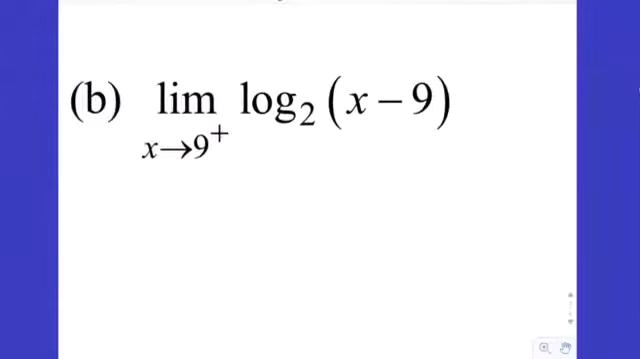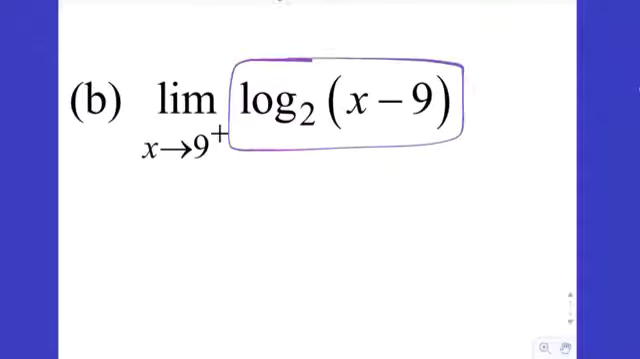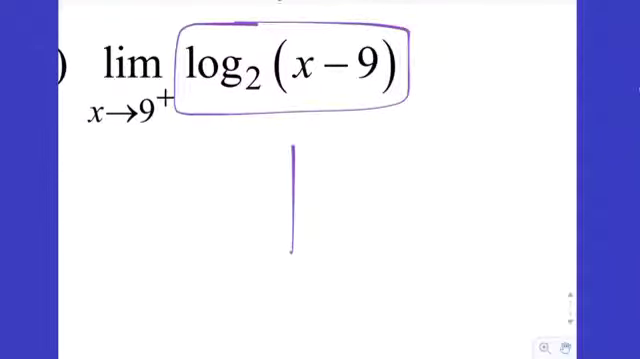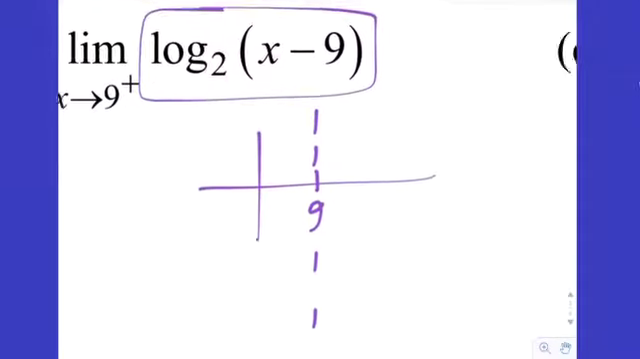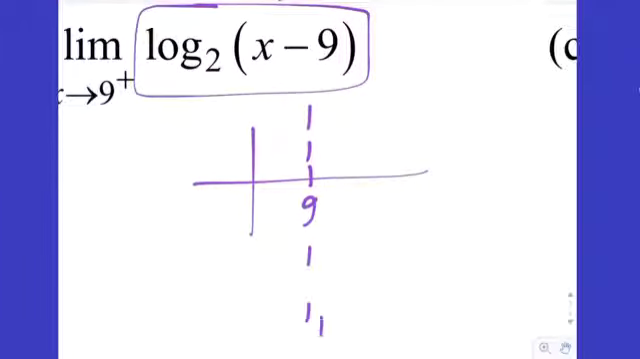That's pretty good. What about this one? The limit as x goes to 9 from the right-hand side. Well, again, you can either think about what the graph looks like. What does the x minus 9 do to this graph? It's on the inside, so it's going to be horizontal. It's going to move it right 9. So if the vertical asymptote used to be at x equals 0, now it's at x equals 9. And it looks like that because it's a base 2, it's growth.